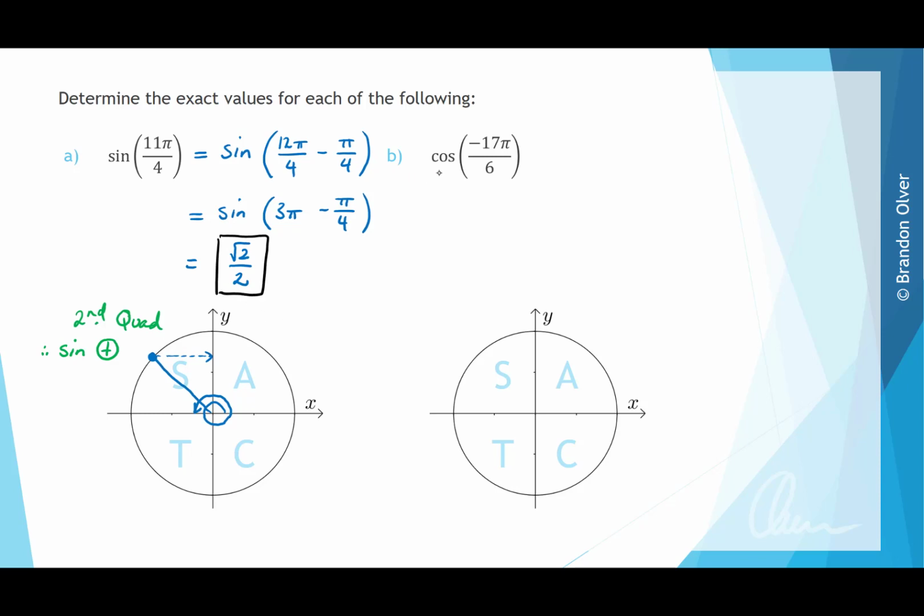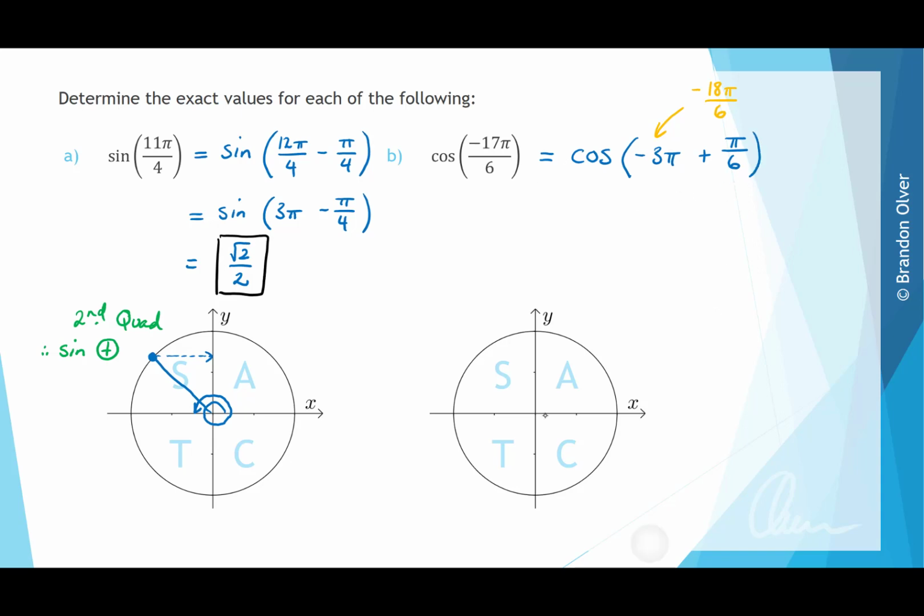For part B, we're going to find the exact value of cos of negative 17 pi on 6. So if we inspect that angle, that's very close to negative 3 pi. So we could write this as cos of negative 3 pi. And just for a bit of explanation, negative 3 pi could be written as negative 18 pi on 6. That's why we chose it, because it's close to negative 17 pi on 6. And if we're at negative 3 pi, we need to add pi on 6 so that we end up at negative 17 pi on 6.